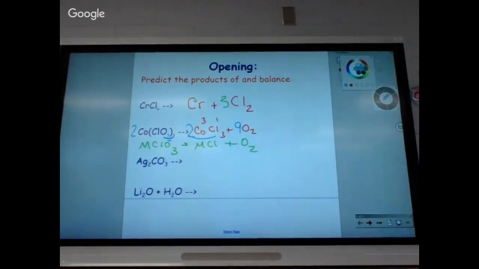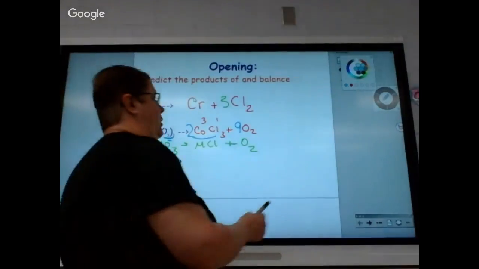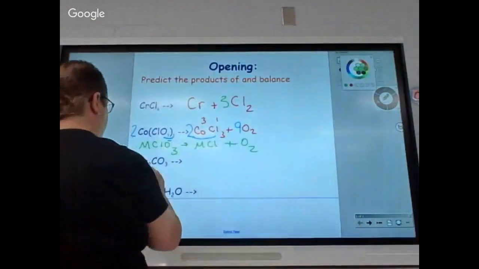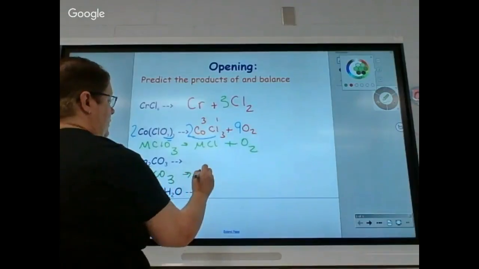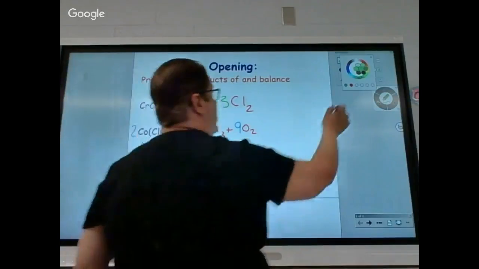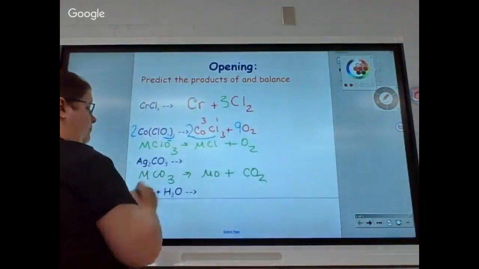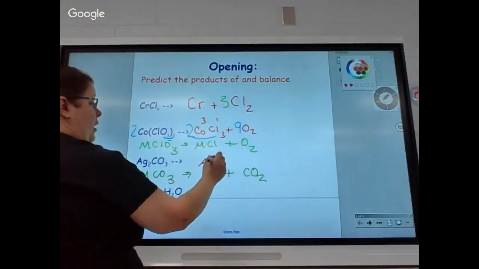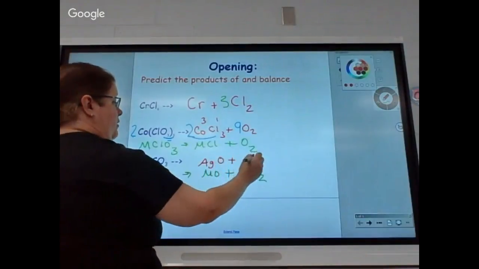For the third one, what can you tell me? Still like decomposition. How many elements? 3. So what are we looking at? It's a metallic carbonate. So if it's a metallic carbonate, what's it match up with? MCO3, and it becomes MO plus CO2. All right, what goes in the M spot? Ag with O and then plus CO2.